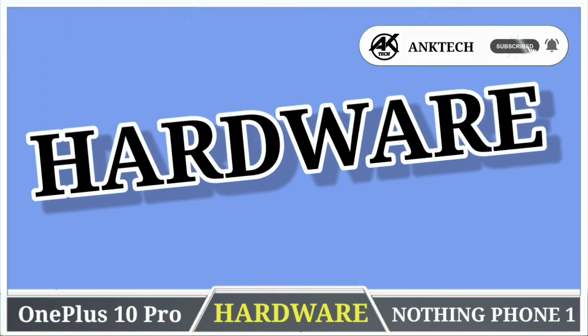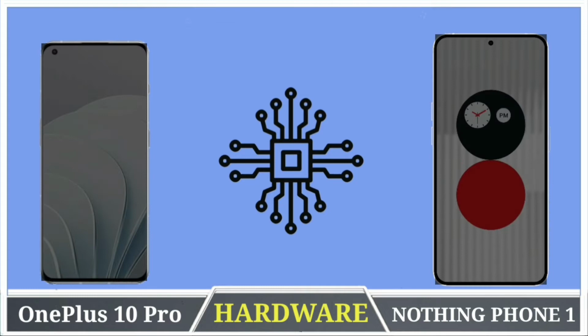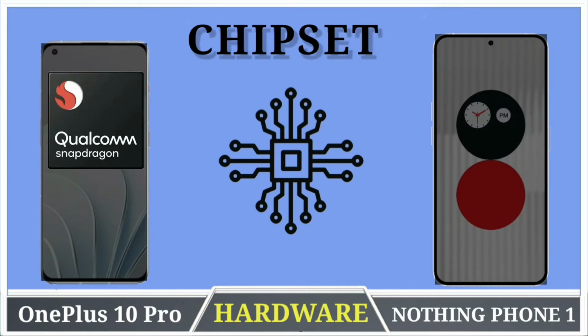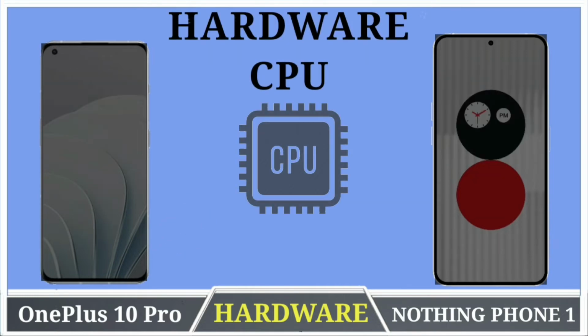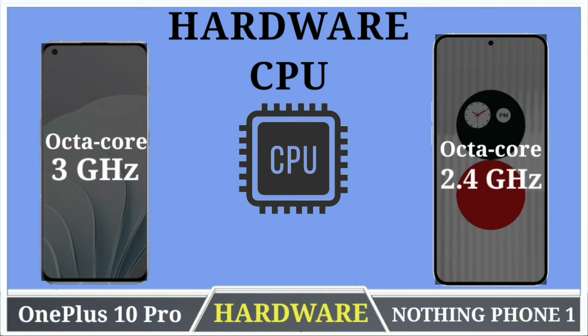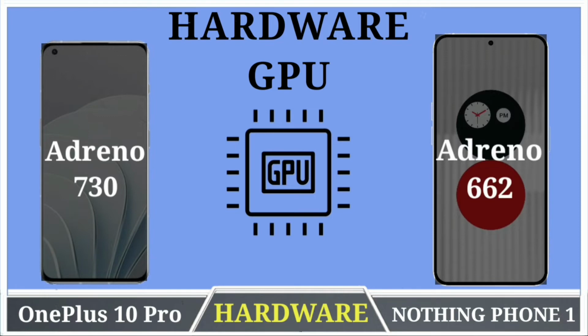Let's talk about both phones' hardware. I start with OnePlus 10 Pro. It has a Qualcomm Snapdragon 8 Gen 1 processor and Nothing Phone 1 has Qualcomm Snapdragon 7 Gen 1 processor. Hardware CPU. OnePlus 10 Pro has octa-core 3 GHz processor and Nothing Phone 1 has octa-core 2.4 GHz processor. Hardware GPU. OnePlus 10 Pro has Adreno 730 and Nothing Phone 1 has Adreno 662.